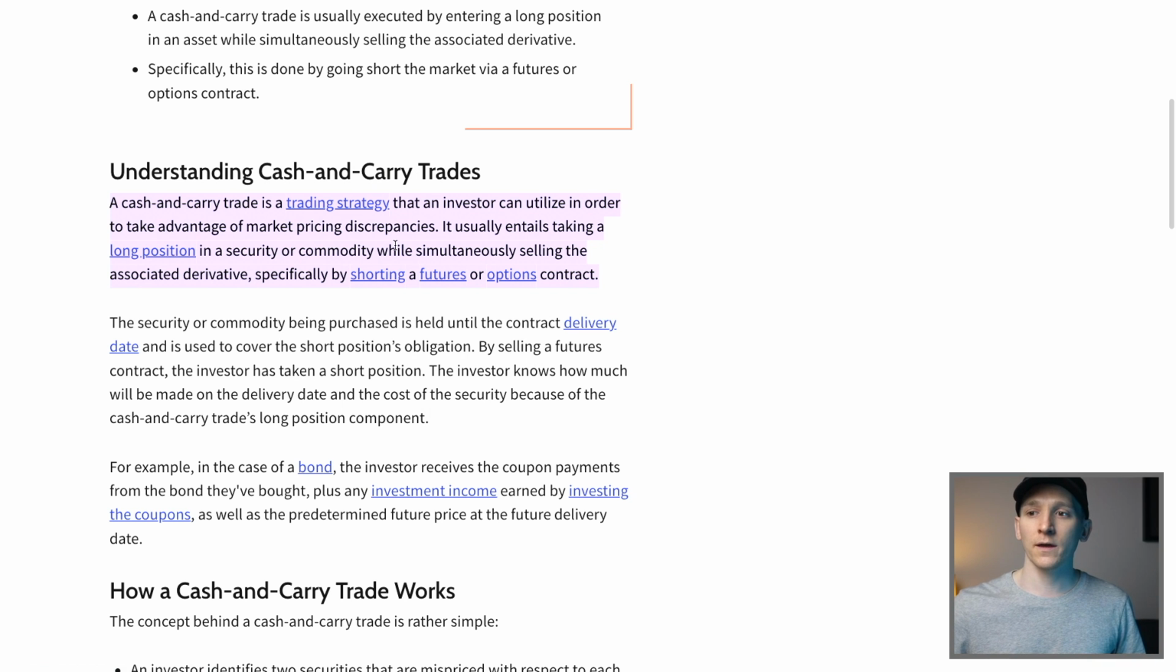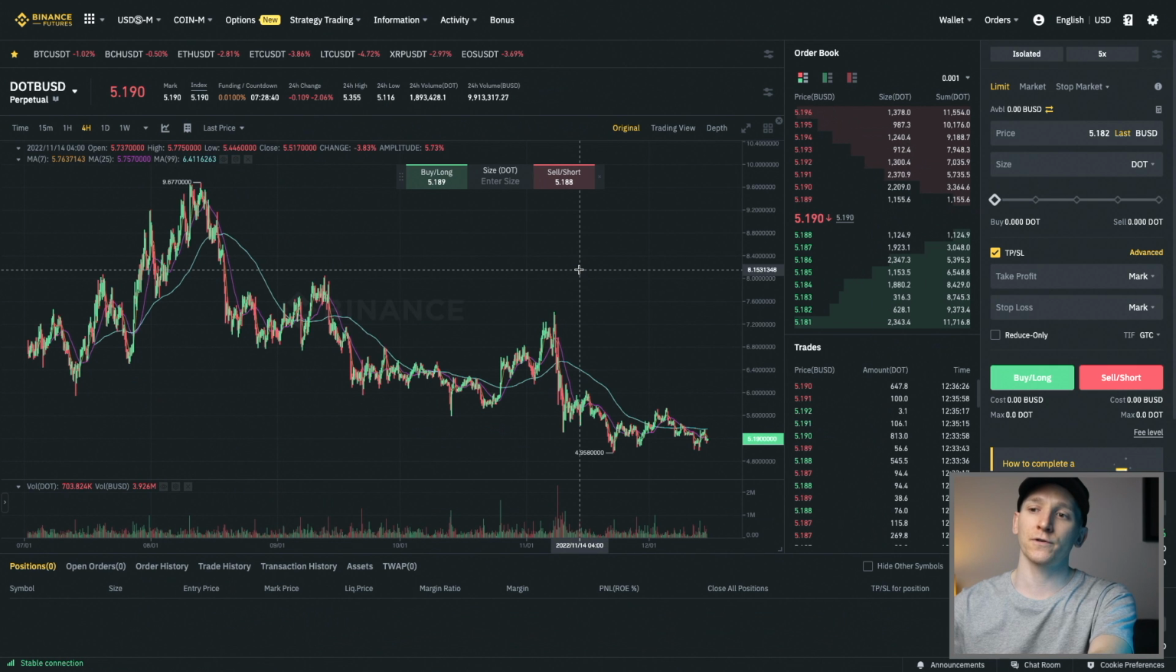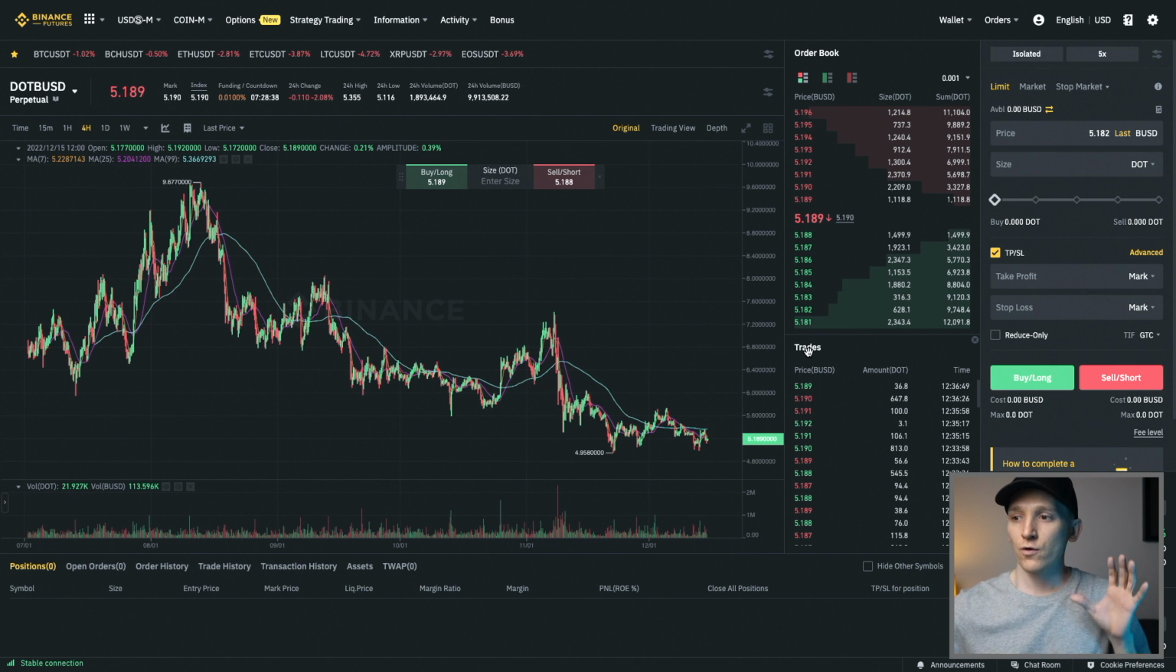But as you can see here, we simultaneously sell the associated derivative. What does that mean? Well, essentially we are taking a short position in the futures market with crypto. So we have a net short in the futures market as well. As you can see here, that is specifically by shorting a futures or an options contract. I'm going to show you this with a futures contract right here. So crypto actually lets us as retail investors have extremely good access to what hedge funds usually have access to.